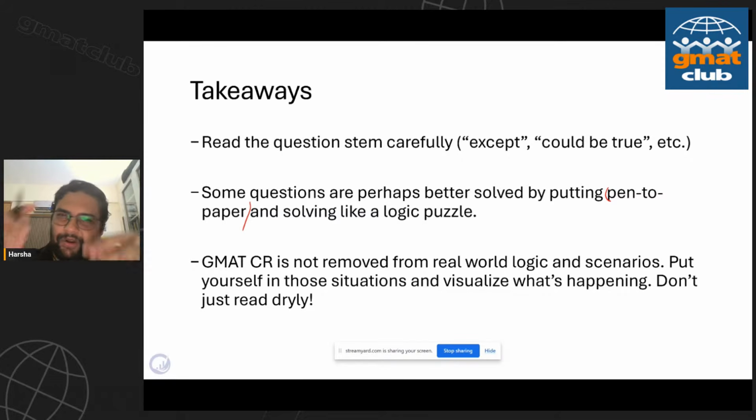Mostly it feels like there are a lot of conditions given, the same types you see in DI with all those logic puzzle type questions. Think about that. And of course, in everything that we're doing, you're seeing that GMAT CR is not isolated from real world ideas, real world thinking, real world logic. So, think real life. Don't just read English for the sake of reading English and try to piece things together. CR and inference is actually a lot more nuanced and real world than you think it is. Don't just read it in a very dry way.